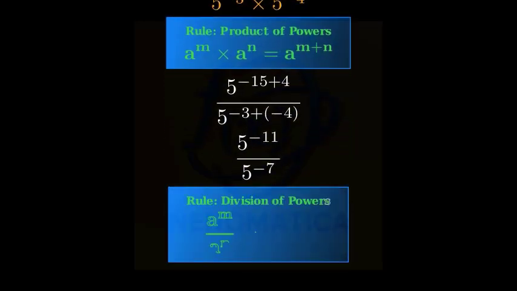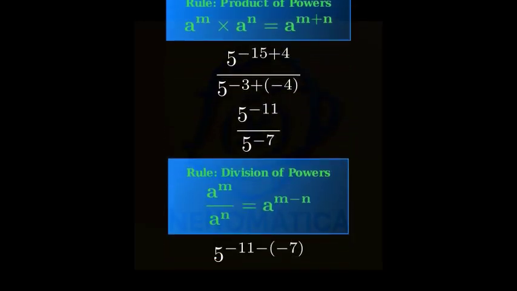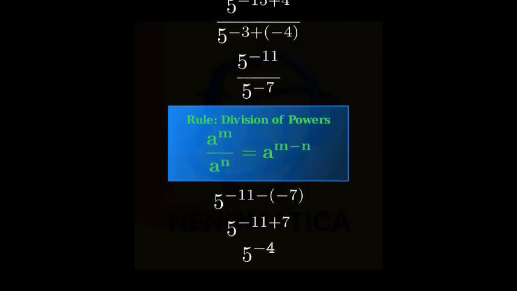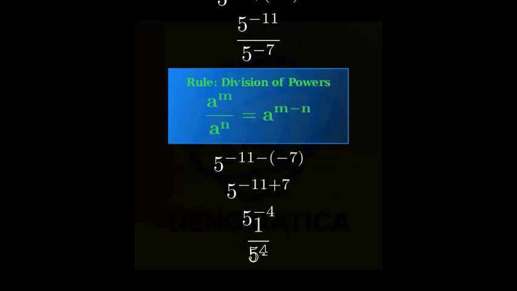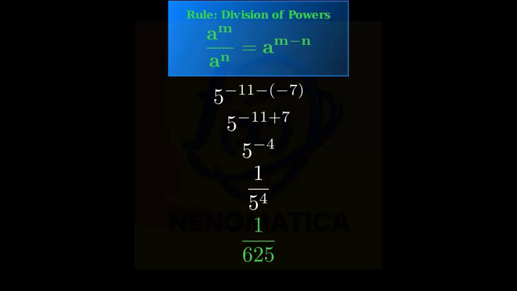Now, we can apply the division rule of exponents. When dividing powers with the same base, we subtract the exponents. This simplifies to 5 raised to -11 minus -7, which equals 5 raised to -11 plus 7, or 5 raised to -4. Finally, using the negative exponent rule, 5 raised to -4 equals 1 divided by 5 raised to 4, which equals 1 over 625.